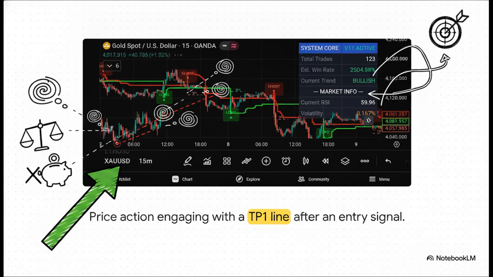Right after the green long signal triggers, the price pushes up and literally just tags that dotted TP1 line. It's a perfect example of how these targets strategically sit right within the reach of the current price action swing. It visually guides you to lock in those gains objectively, which, let's be honest, is the best way to protect yourself from your own worst enemy, human greed and emotion.